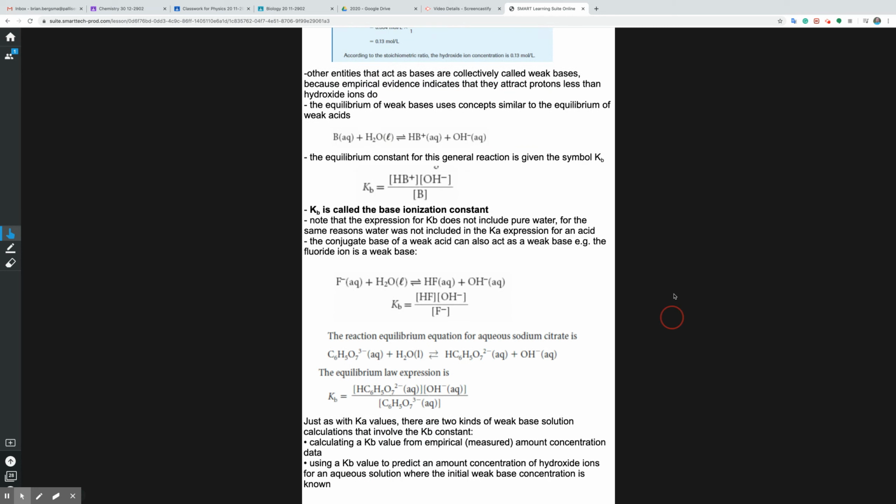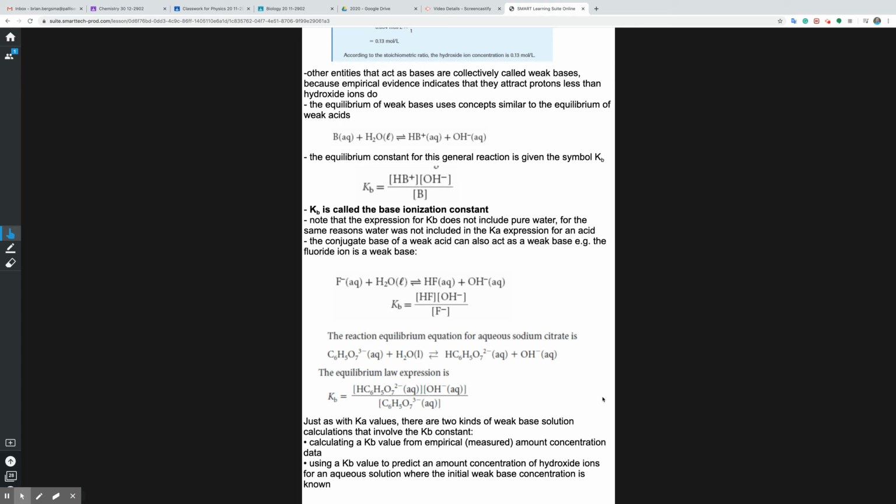Just move up here. Okay, so the reaction equilibrium equation for aqueous sodium citrate: with sodium citrate, the citrate molecule is our weak base. The sodium is just a spectator ion, so we don't even write it. We just write our citrate plus water produces our hydrogen citrate, which is our conjugate acid, and then hydroxide. Again, in our expression, it's our conjugate acid times our hydroxide divided by our weak base.